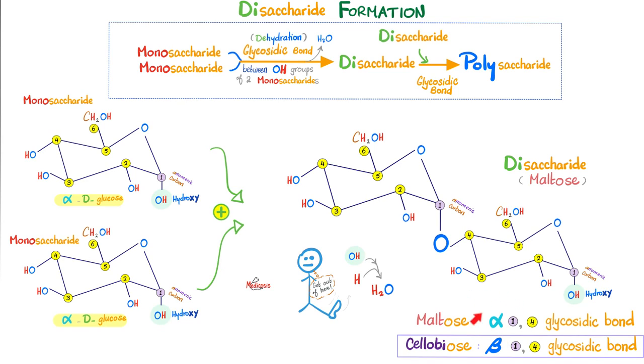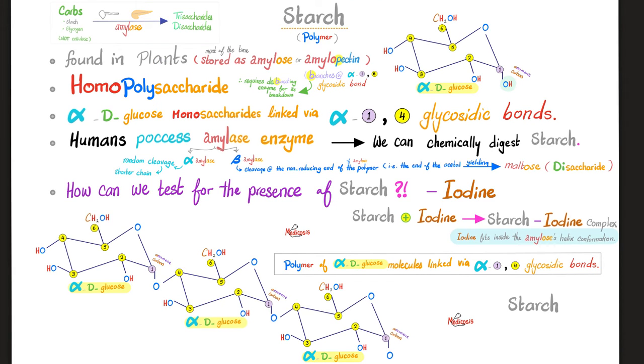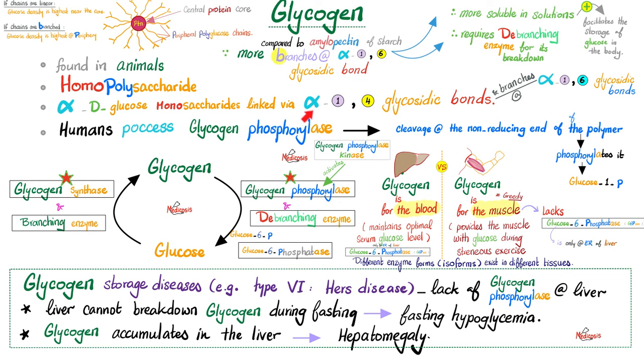To understand the difference between the alpha and the beta, check out my biochemistry playlist for MCAT, especially my video on the chair configuration. Can you give me some examples of polysaccharides? We have cellulose, plants; starch, plants; glycogen, animals. Look at the starch in plants, alpha 1 and 4 glycosidic bonds. Okay. But look at glycogen, also alpha 1 and 4 glycosidic bonds. And it branches up or down at alpha 1 and 6 glycosidic bonds.